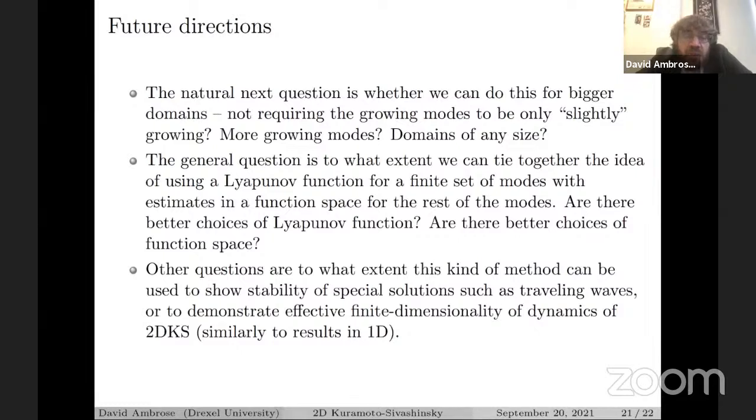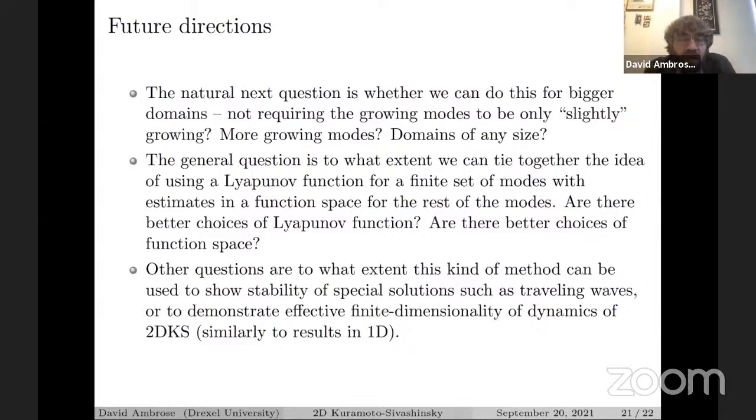There are also some very nice results owing to Foias, Nicolaenko, Temam, Titi, Jolly and some other authors from the 80s and 90s on the dynamics of 1D Kuramoto-Sivashinsky, showing that things are effectively finite dimensional, that solutions are exponentially attracted to inertial manifolds, which come from finite dimensional dynamics of a finite dimensional system of ODEs over time. So effectively, 1D Kuramoto-Sivashinsky dynamics are finite dimensional. It would be nice to get into that in 2D.